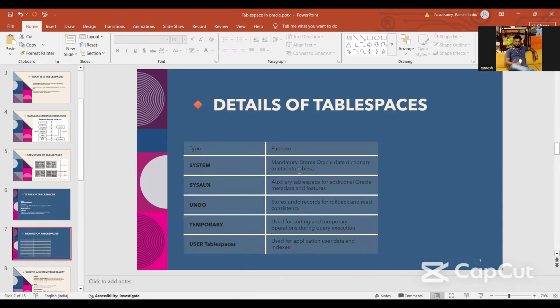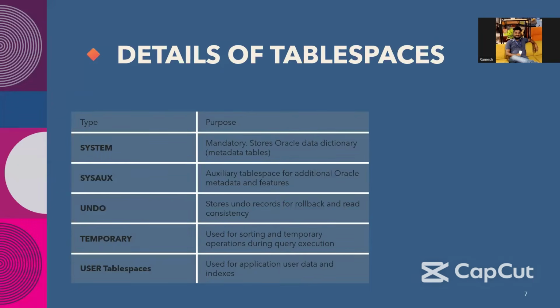These are all the mandatory table spaces. One is the system table space, the SYSAUX table space, the undo table space, the temporary table space and the user table space. Each and every table space has some purpose.